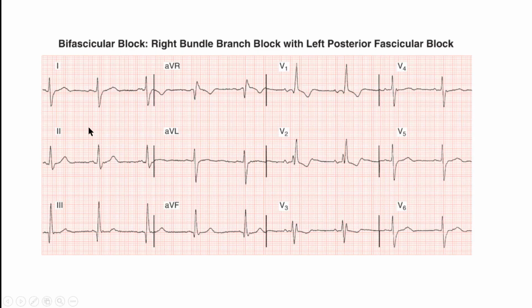Moreover, as we move over here to the lateral leads, we can see a small R and a more dominant S wave in 1 and AVL, and then we can see a small Q and a more dominant R wave in 2 and AVF, and to a lesser extent in lead 2. And so this is going to be a right bundle branch block with a left posterior fascicular block.